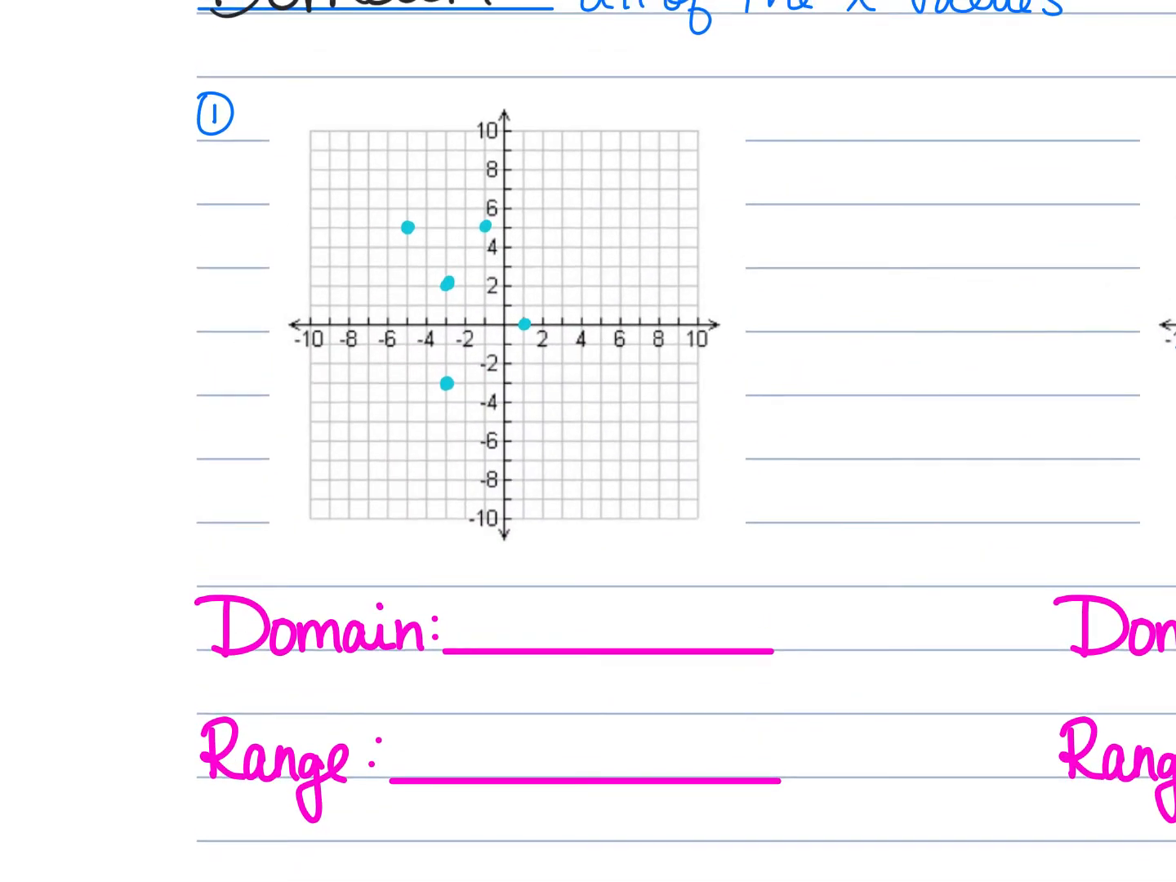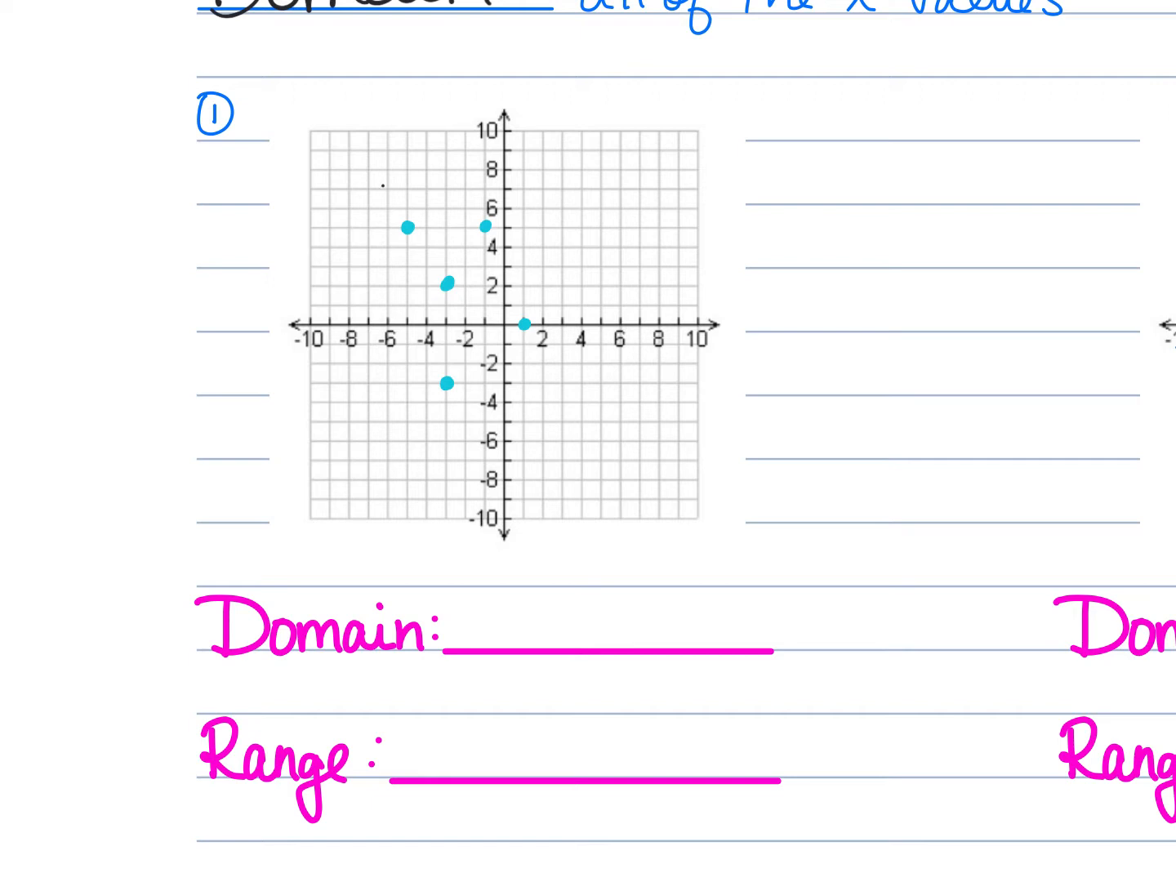Okay, number 1, this is a discrete function. Okay, what is discrete? That means it's a bunch of dots. The opposite of discrete is continuous. So this definitely is not continuous, right? Those dots are kind of all over the place. So it's going to be a little bit different. So you're going to list all of the x values for this.